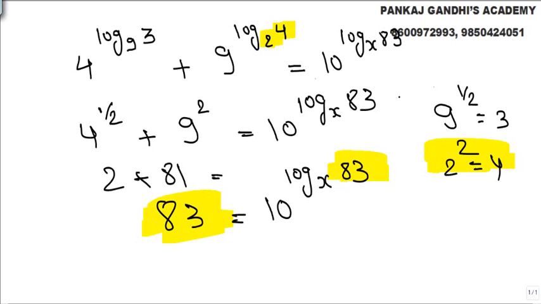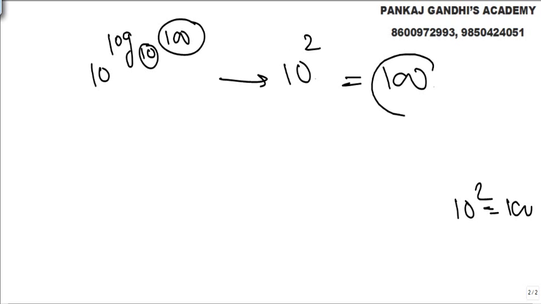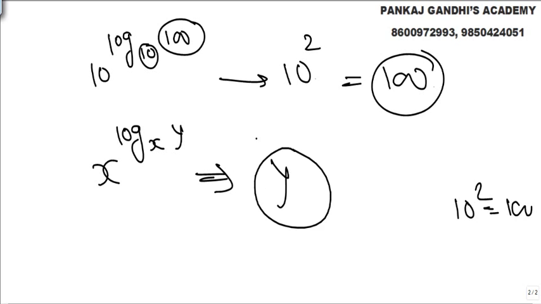What's the use? Now one more property we have got. Let's try to understand the property first. Let's say if I ask you 10 raised to log to the base 10 of 100, what do you get? We know 10 square is 100. So the log thing is nothing but going to be 10 square, which is 100. So the property is nothing but x raised to log to the base x of y. The answer is nothing but y. It is a standard property: x raised to log to the base x of y, the answer is y. So let's quickly check.